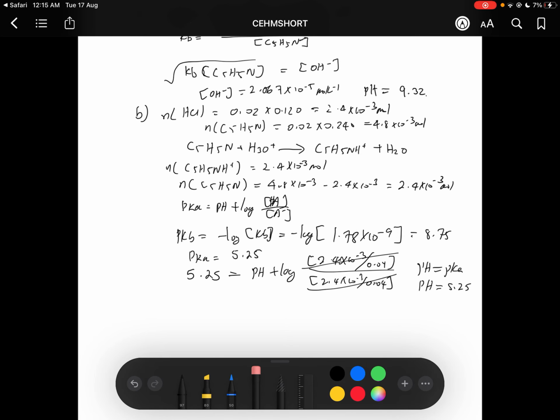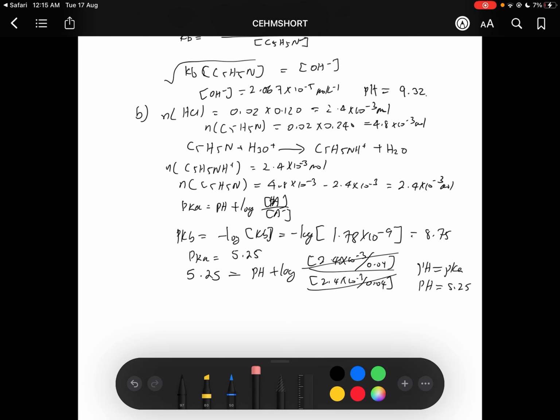In this case, we need to find the Ka, since we're talking about the conjugate acid, C5H5NH+, which we already have the pKa, so we can say that Ka equals 10 to the power of negative 5.25, and that is equal to 5.623 times 10 to the power of negative 6, no unit.